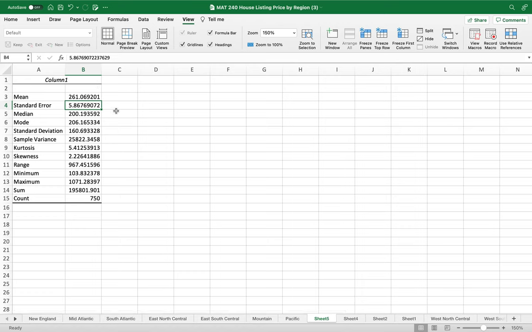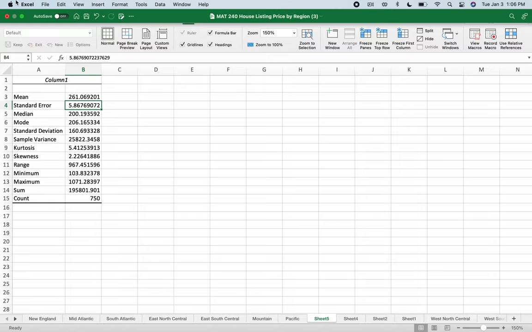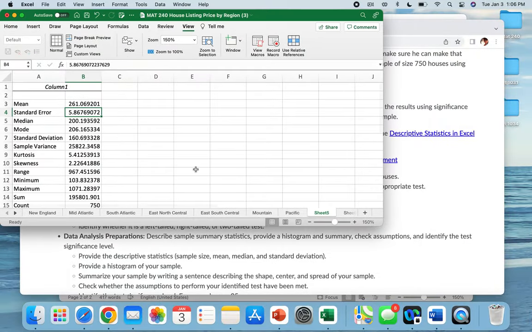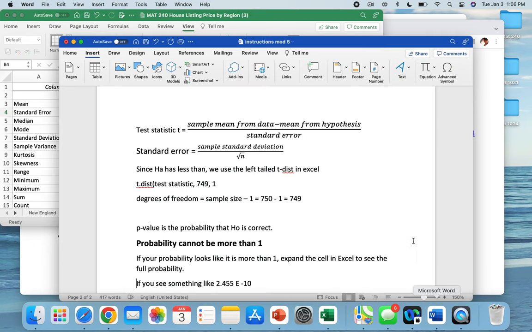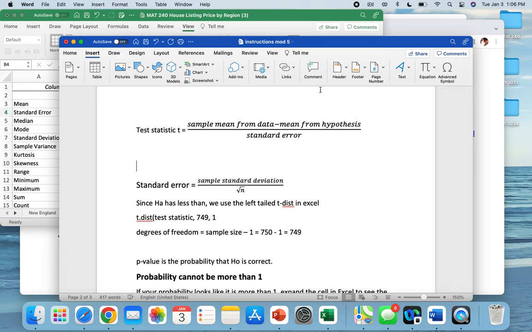All right, so let me write this down for when I go to a new tab. I'm going to round to hundredths, so my standard error and my mean. All right, so I've got my two things. Let's go back. Our test statistic is we're going to take the sample mean from the data minus the mean from the hypothesis, divided by the standard error. Now if you don't use the data analysis tool, you can still get the standard deviation and find the standard error, but the standard error comes in the data analysis.